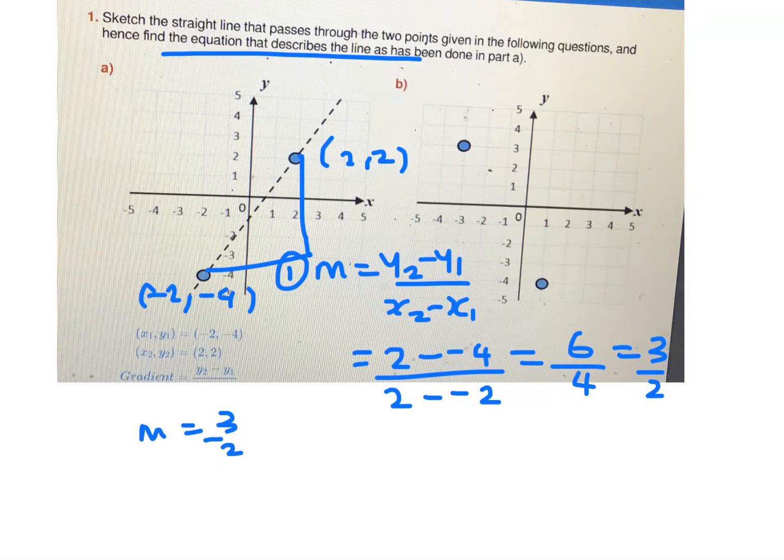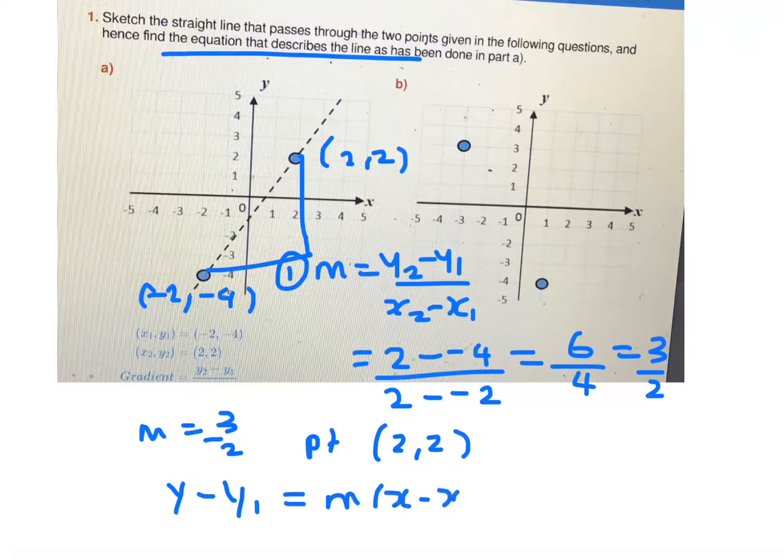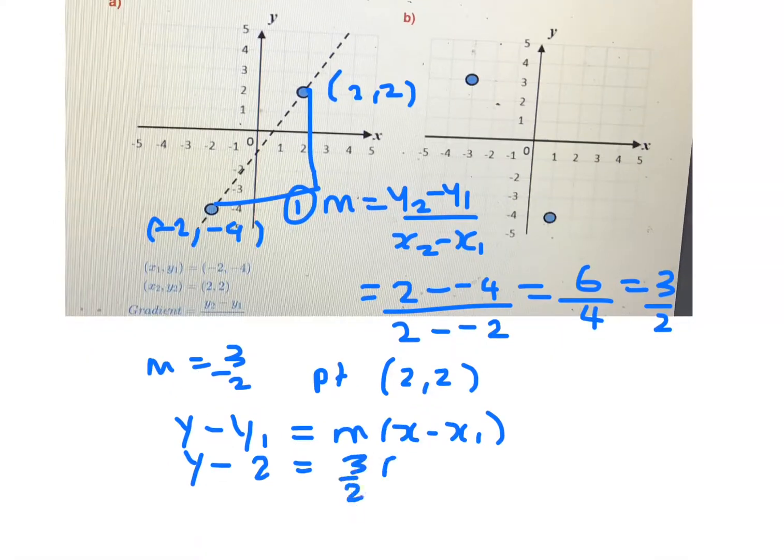And then for the equation, you need a point, which is (2, 2). So you go y minus y1 equals m times x minus x1, this is the formula for it. So it's y minus 2 equals 3 on 2, x minus 2. And you could use the other point too. You'll get the same answer if you use the other point, (-2, -4).